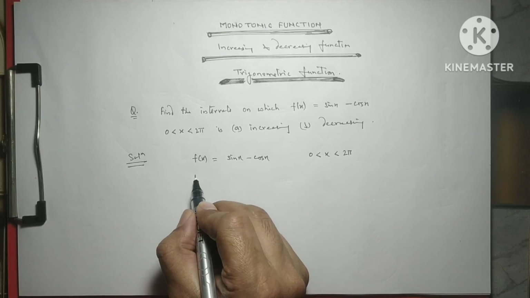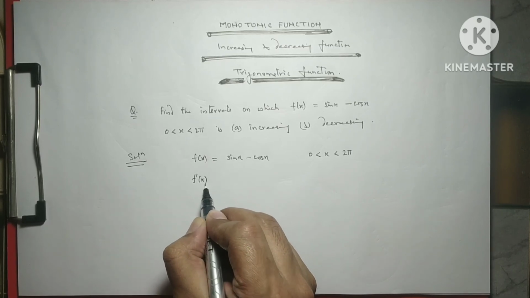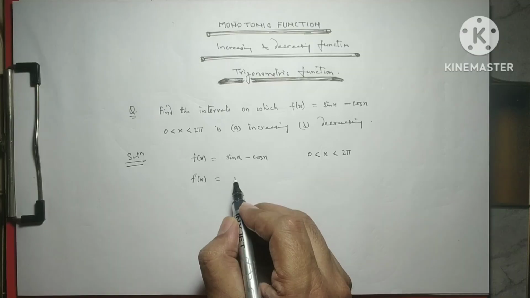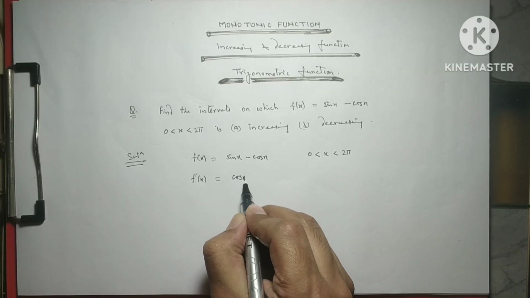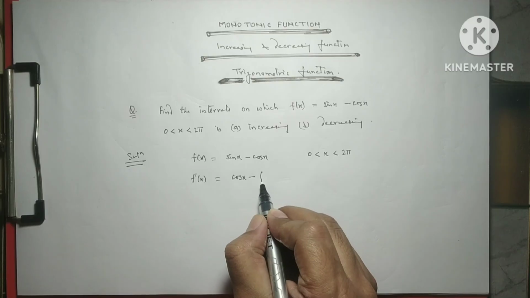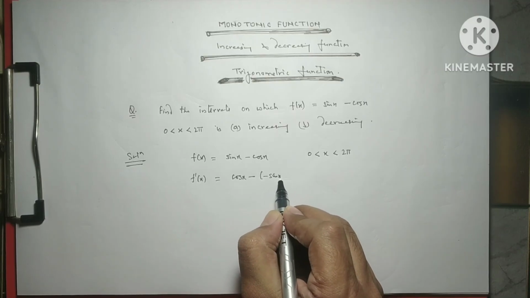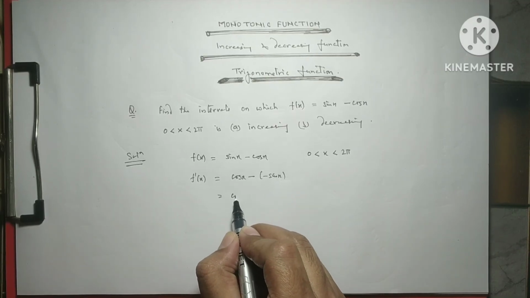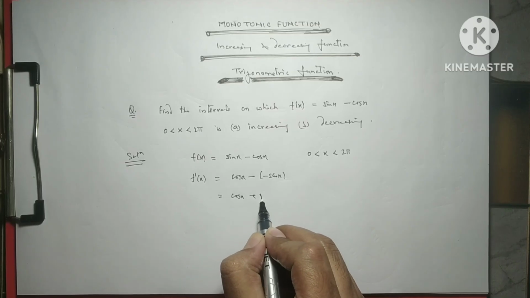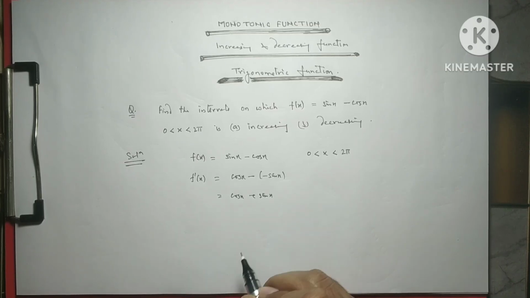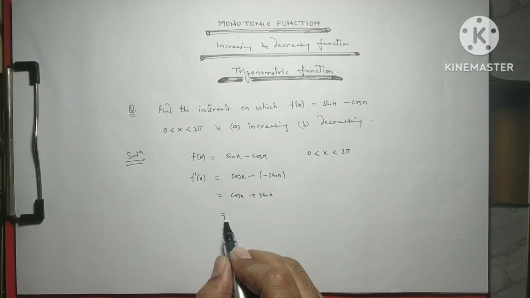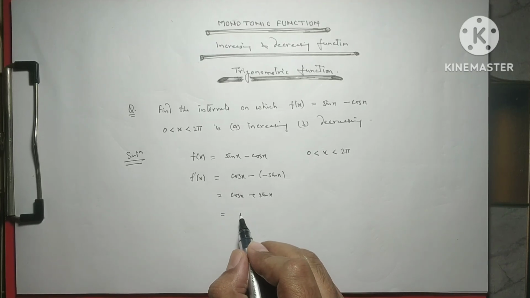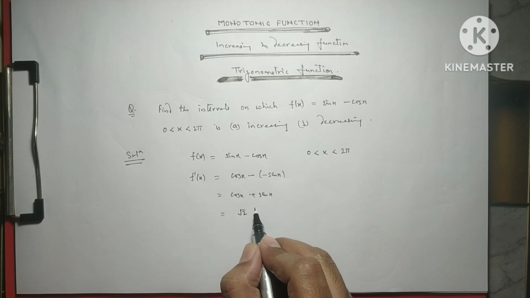First we differentiate it and get the value of f dash x, the first derivative. The differentiation of sin x is cos x and of cos x is minus sin x, so we have cos x plus sin x. We will manipulate this and try to simplify it. For that we will multiply and divide by root 2.